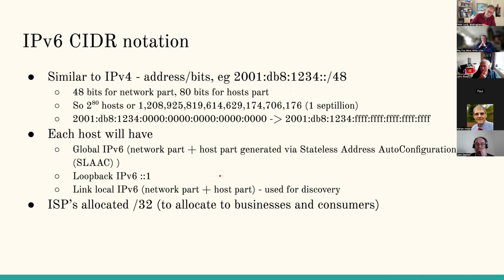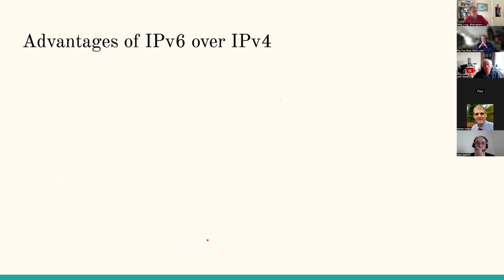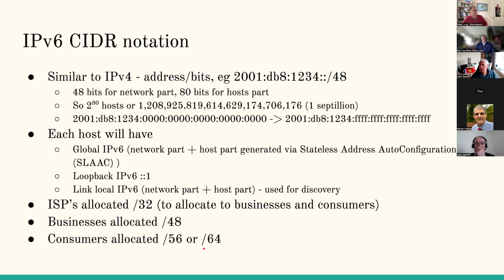Now, ISPs, Virgin Media, CityFibre, BT Internet, and so on and so forth, get allocated IPv6 addresses which are /32. So in other words, there are 32 bits for the network part and the remaining for the host part. So this is absolutely bonkers, huge numbers. The ISPs, of course, need to then allocate that to businesses and consumers. Businesses are typically allocated a /48, so 48 bits of network address. And consumers, you and me, are allocated a /56 or a /64. So 56 bits of network or 64 bits. And we'll have a look at what I get a little bit later.